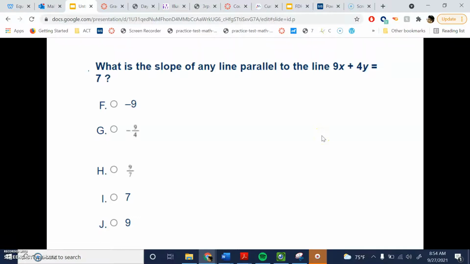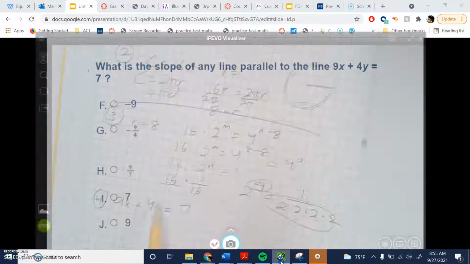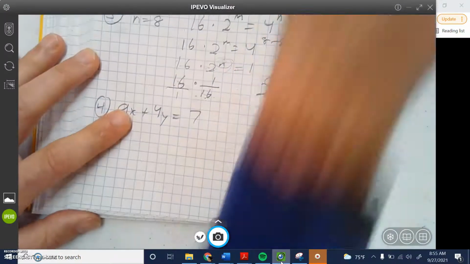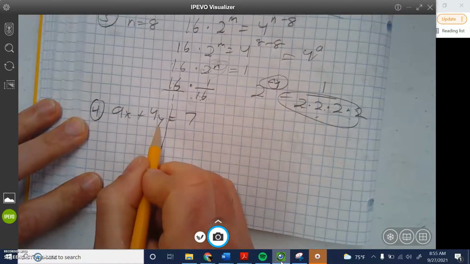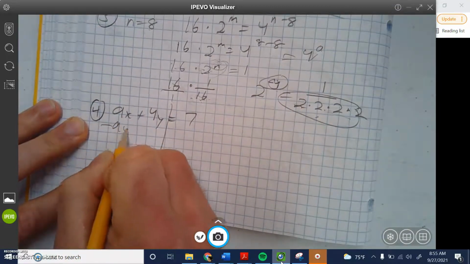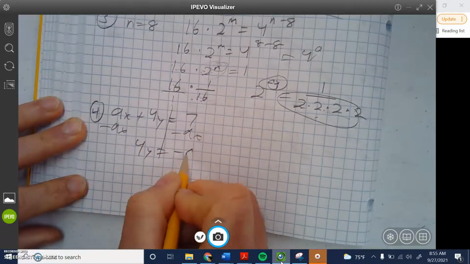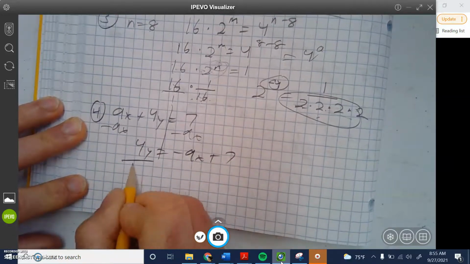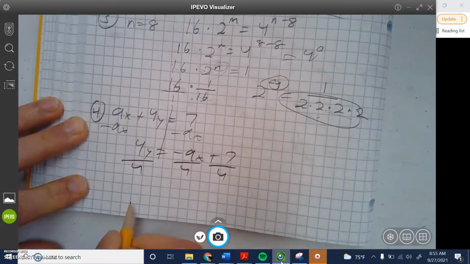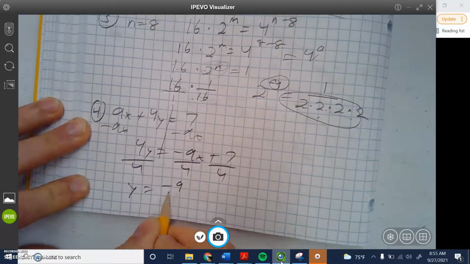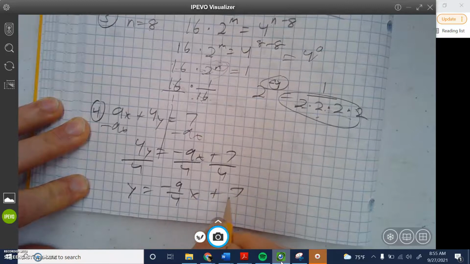Okay, let's do it. So I know that parallel lines have the same slope. So I just got to find the slope. So I can put it in y equals mx plus b form. So I'm going to subtract 9x here. 4y equals negative 9x plus 7, divided by 4. Y equals negative 9 fourths x plus 7 fourths.